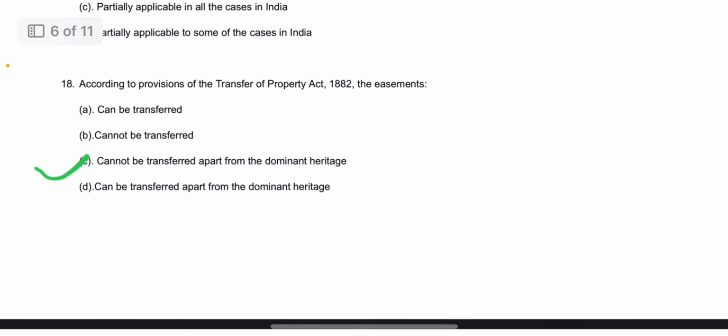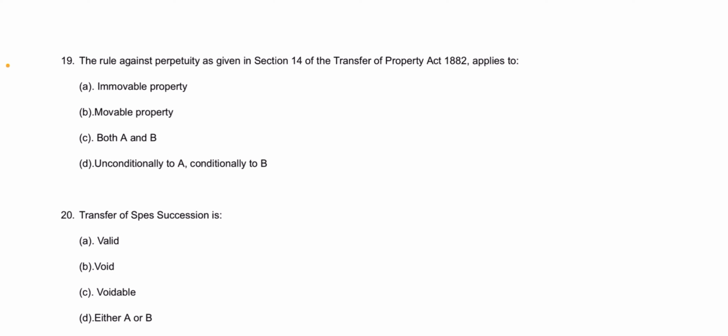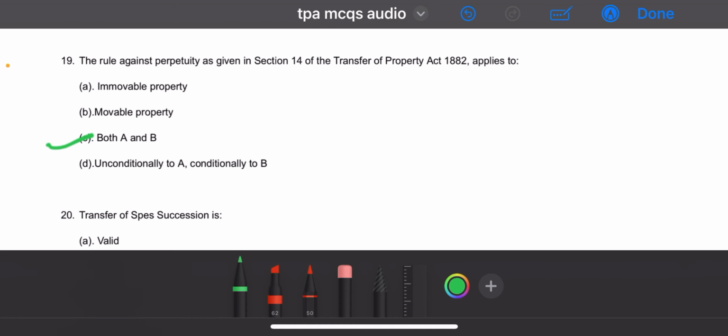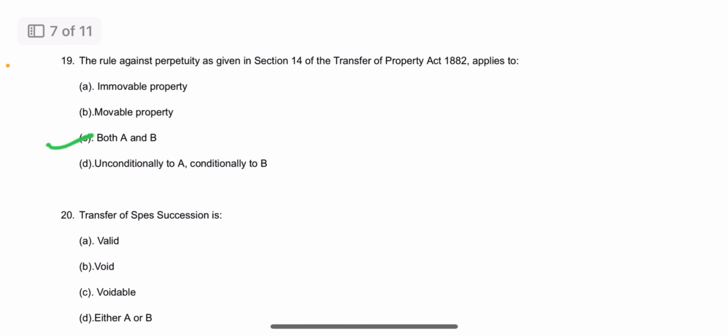19th question is, the rule against perpetuity as given in section 14 of the Transfer of Property Act 1882 applies to. The options are A, immovable property. B, movable property. C, both A and B. D, unconditionally to A, conditionally to B. So the correct answer of this question is C, both A and B, which means the rule against perpetuity as given in section 14 of the TPA applies to immovable as well as movable property.